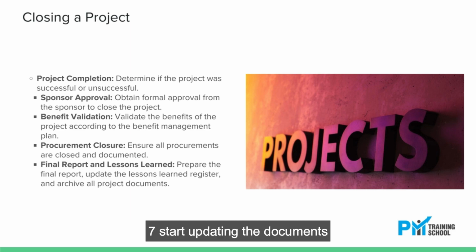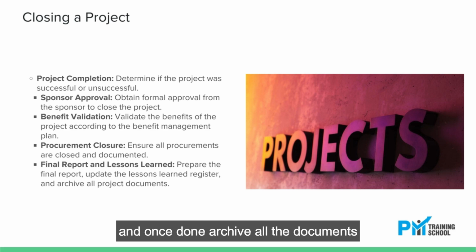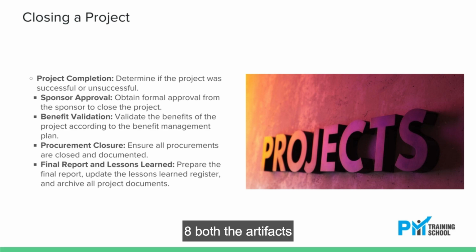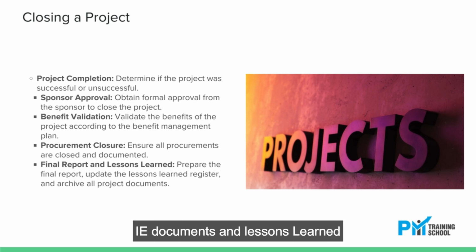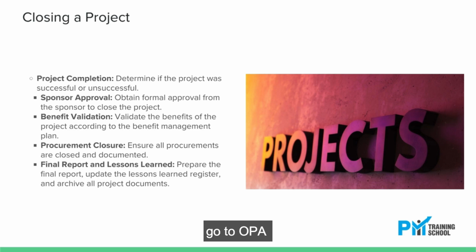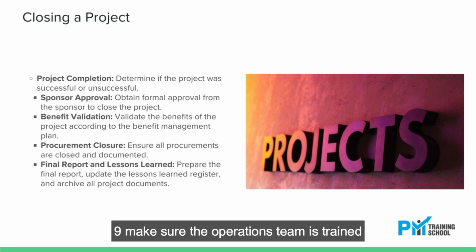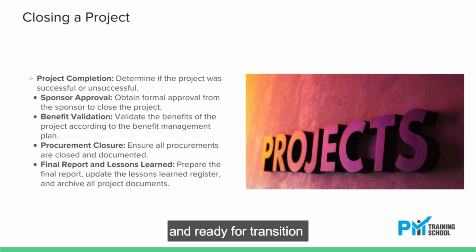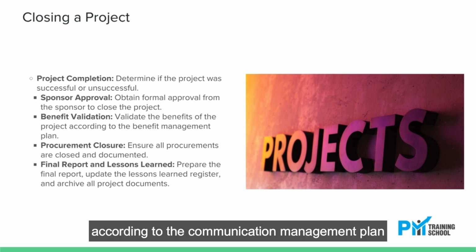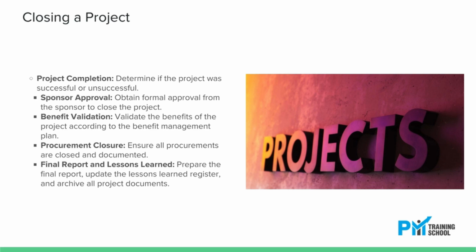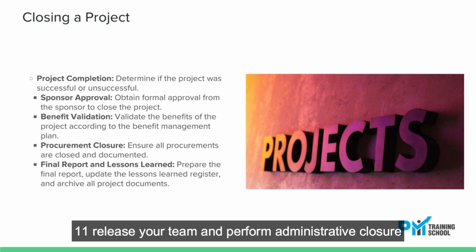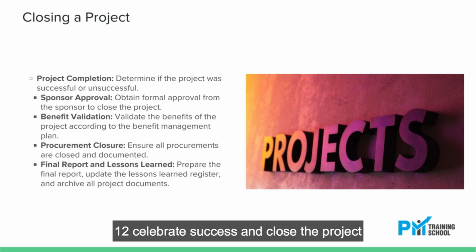7. Start updating the documents, and once done, archive all the documents. 8. Both the artifacts, i.e., documents and lessons learned, go to OPA. 9. Make sure the operations team is trained and ready for transition. 10. Send the final report according to the communication management plan. 11. Release your team and perform administrative closure. 12. Celebrate success and close the project.